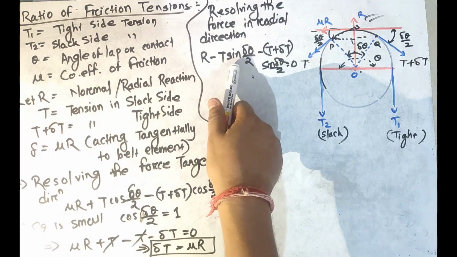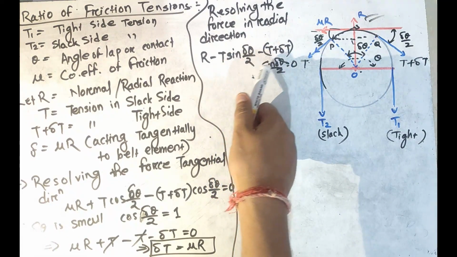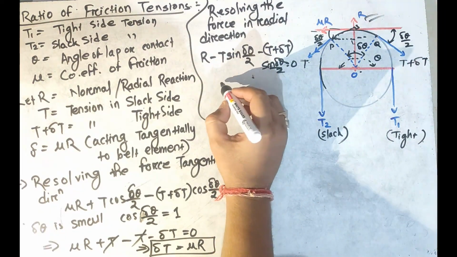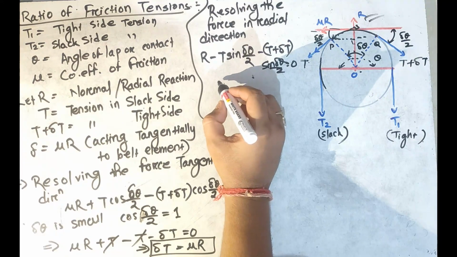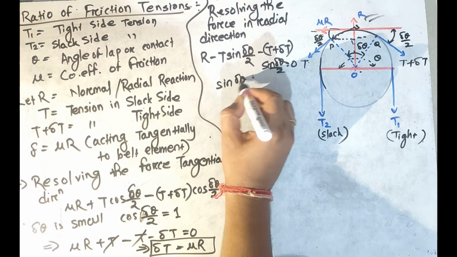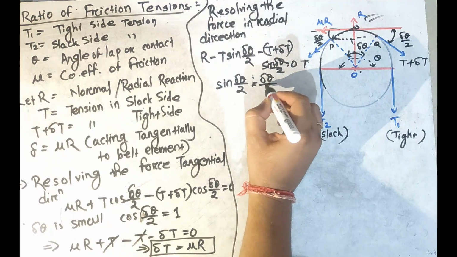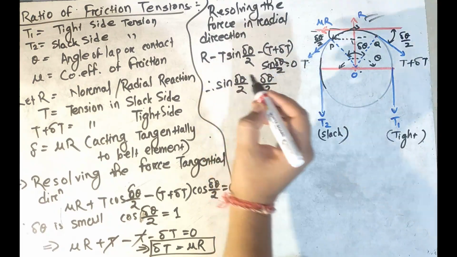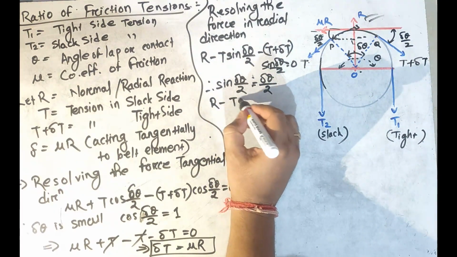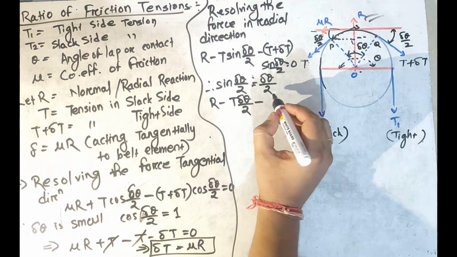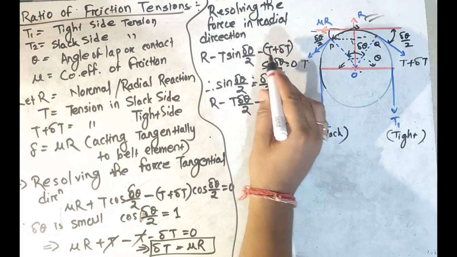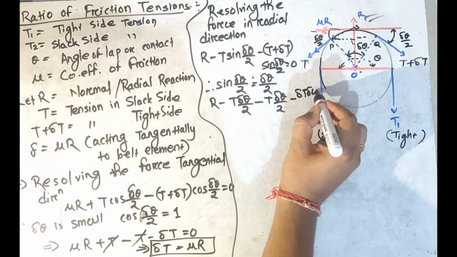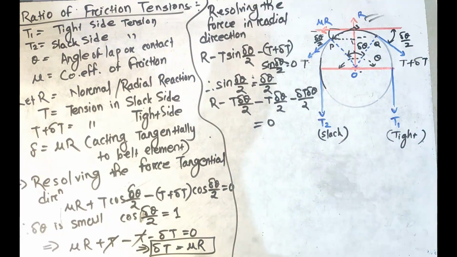Okay, R minus T sine del theta by 2 minus T plus del T multiplied by sine del theta by 2, that is equal to 0. So for a small value of del theta, sine del theta by 2 will be equal to del theta by 2. So now this equation will change. R minus T del theta by 2 minus T del theta by 2 minus del T del theta by 2, that is equal to 0.